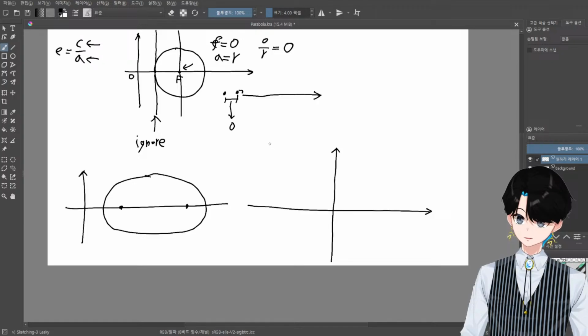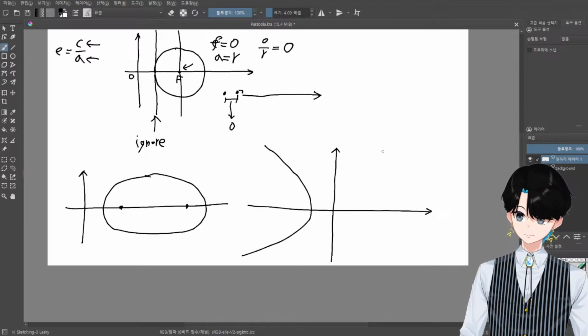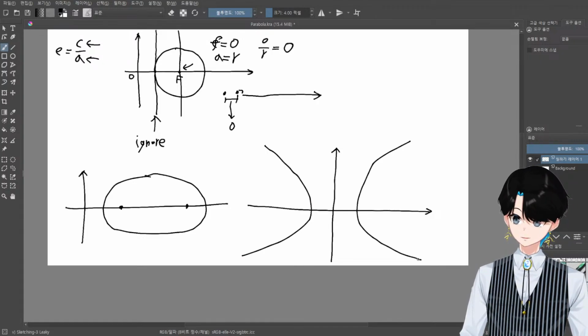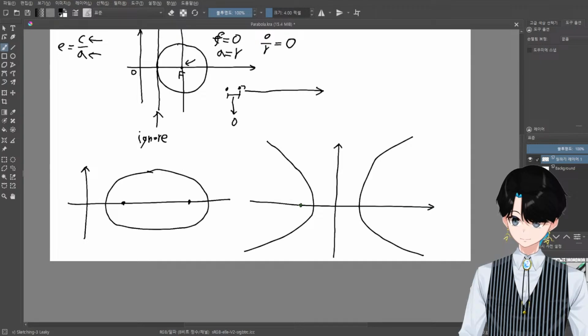Then the curve will turn into like this, into a hyperbola.